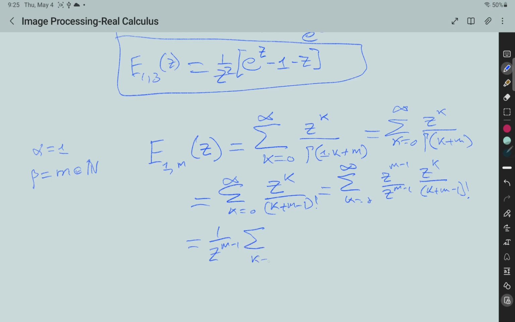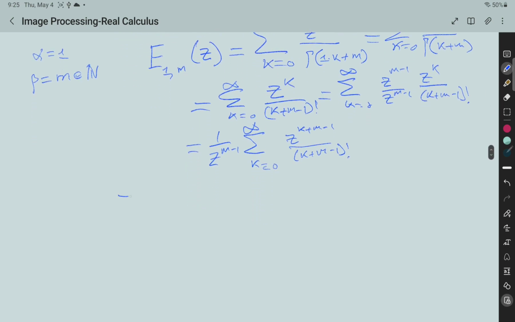Sum k goes from 0 to infinity. And the top here is just z to the power k plus m minus 1, divided by (k+m-1)!. And so you see here the power of the z in the numerators is the same as the factorial downstairs. So this thing here is nothing more than an exponential function plus some other stuff. Okay, so let's just write that out. So 1 over z^(m-1).